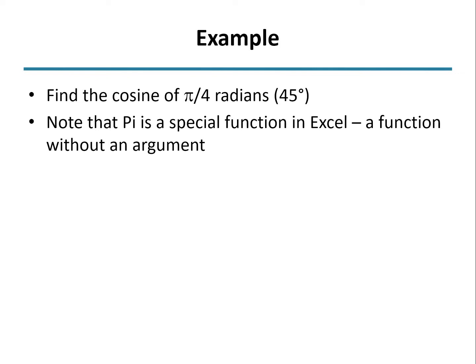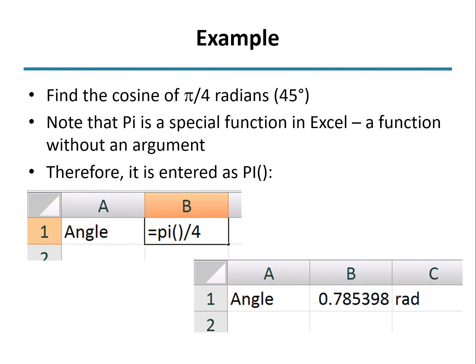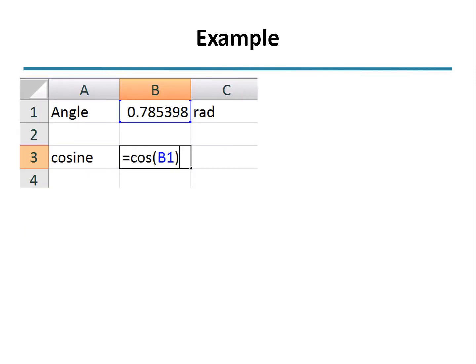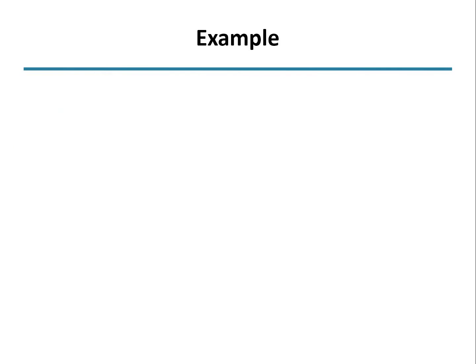And it's kind of unique in that it's a function without an argument. So because it's a function, you still have to enter the parentheses afterwards, just an empty set of parentheses. So when we type in the angle, it would just be equals pi over 4. And when we take the cosine of that, again, because of the fact that it is in radians, we'll get the correct answer for that.